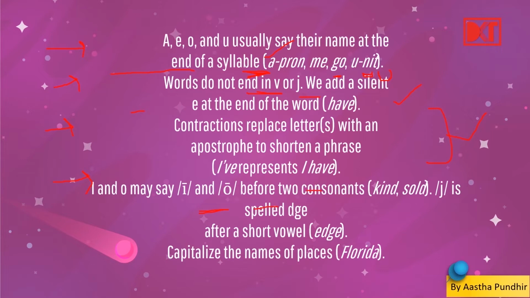Alright. Then this J sound is spelled D-G-E after a short vowel. For example, edge. So that J sound. And we also capitalize the name of places because they are also proper nouns. Alright. So I hope you have understood these rules. Now let's move on.